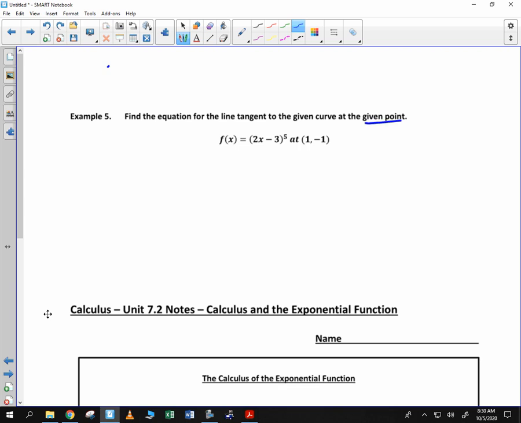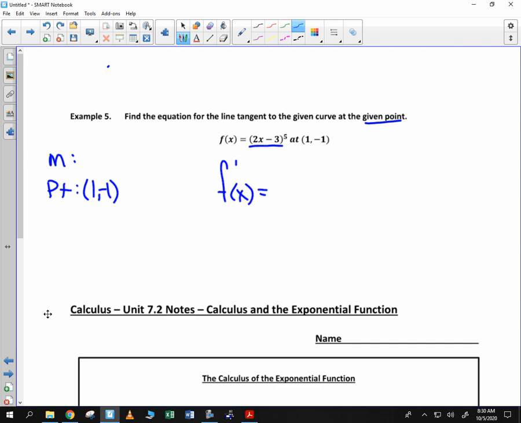Last example would be, and again, find an equation for a line tangent to the curve at the given point. So when we started this unit on chain rules, you can understand that to find the derivative of 2x minus 3 to the 5th, you would have to multiply that out 5 times. We don't have to do that anymore. In order to find the equation for a line, you just need slope and a point on the line. Your point given is 1, negative 1.